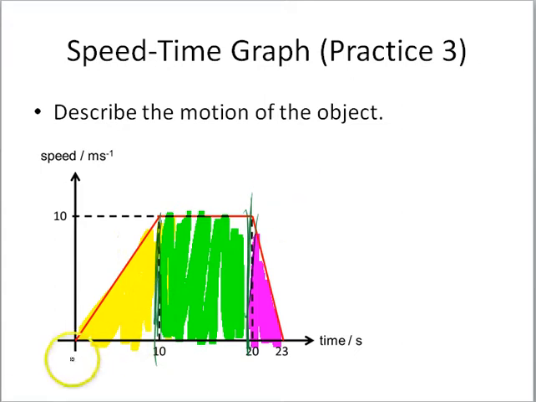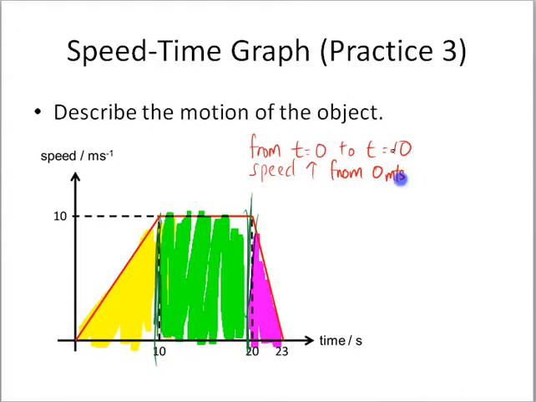So how do we describe the graph? Initially, we will say from t equals 0 to t equals 10. This is your first region. So you say that the speed increases from 0 meters per second to 10 meters per second. So in this case, my object is moving faster.